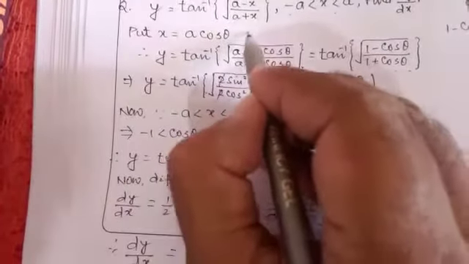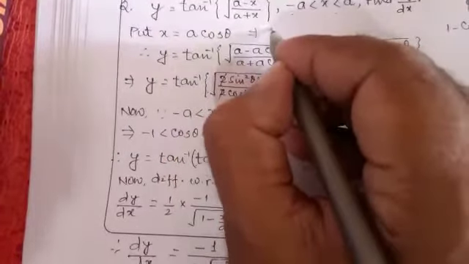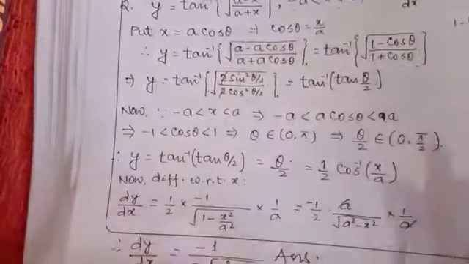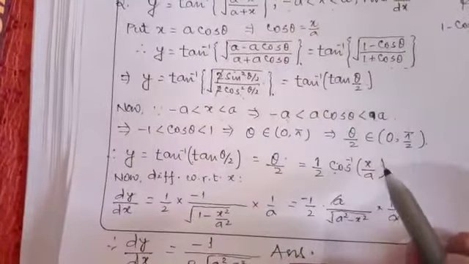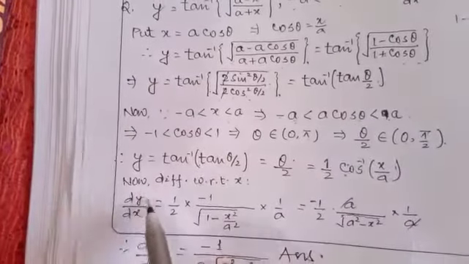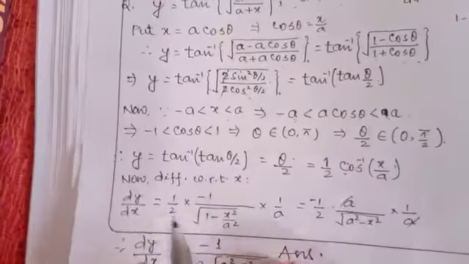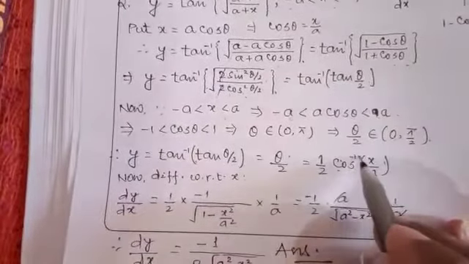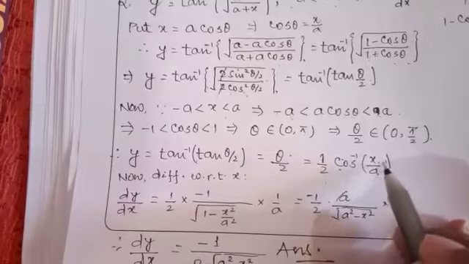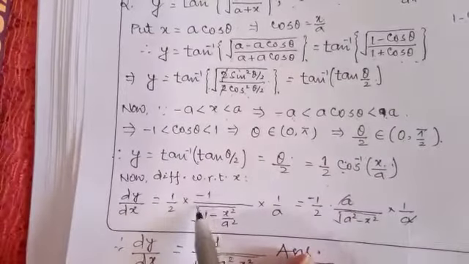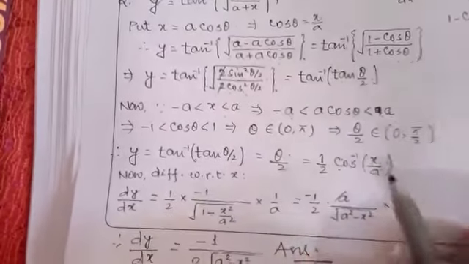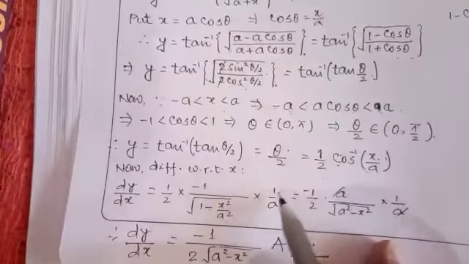Cos theta is x by a, so theta is equal to cos inverse x by a. Now differentiate it. dy by dx should equal 1 by 2, which is already here, times the derivative of cos inverse, minus 1 by under root x square minus a square. So it is minus 1 upon under root 1 minus x square upon a square, and differentiation of x upon a is 1 upon a.